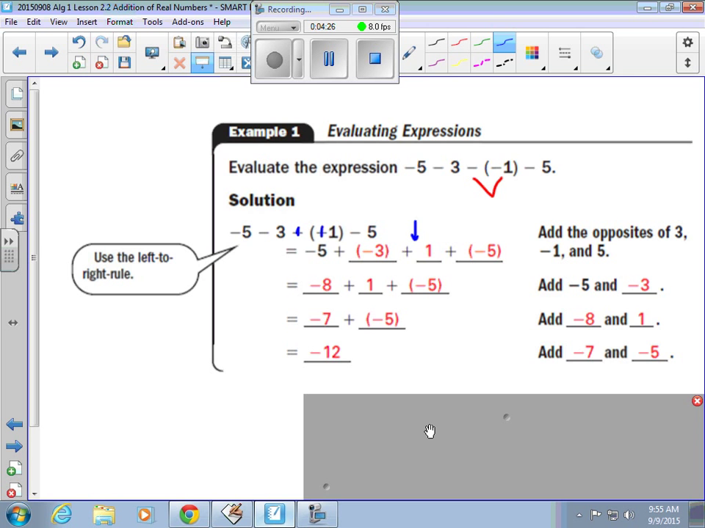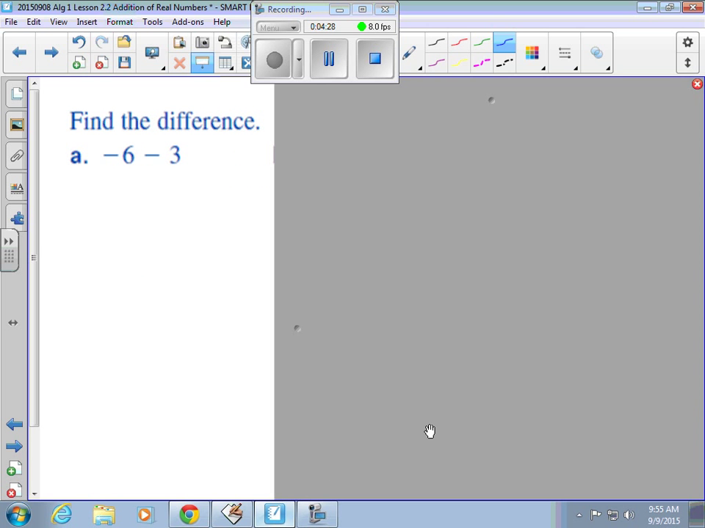Here is another one that's just like that one for the back, everybody. Copy that one down. Find the difference. Do what we just did. Add the opposite. Take about 30 seconds. Negative 6 minus 3, if anybody's having issues seeing it. Negative 6 minus 3.